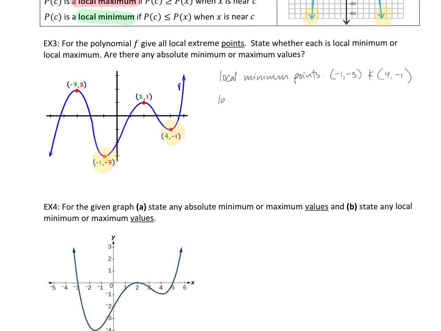Now let's take a look at any local maxes. And again, we're talking about points, so we'll use the point coordinate set xy. So maximums. Well, local max here and here.